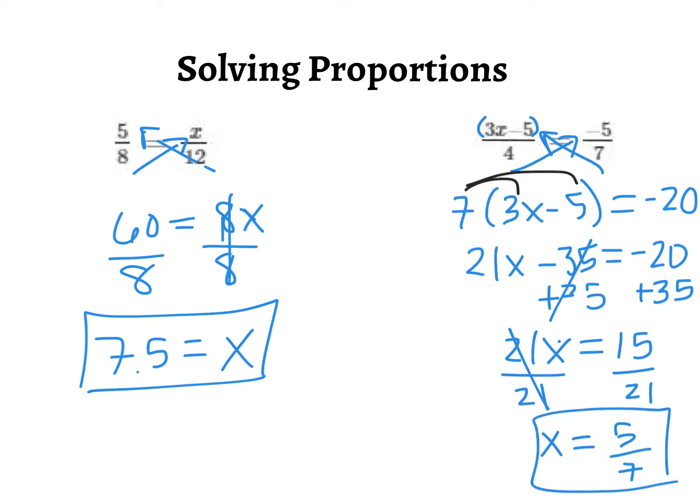And there it is. To solve a proportion, you cross multiply. And if you happen to have two terms, make sure you distribute into both terms. And then the rest is an algebra problem, right? Distributive property or solving for x, leave x by itself. And that's pretty much it.